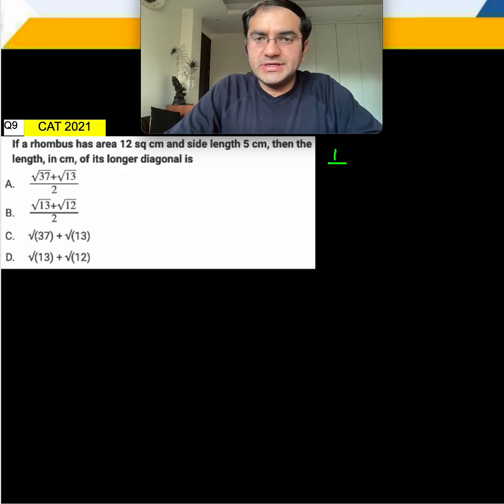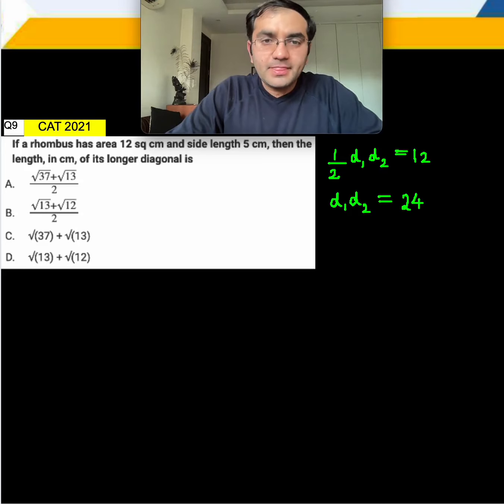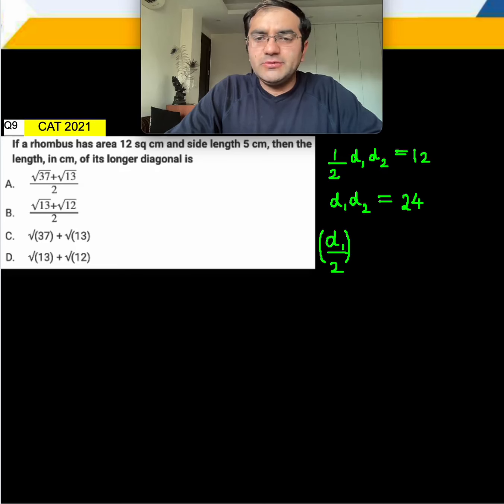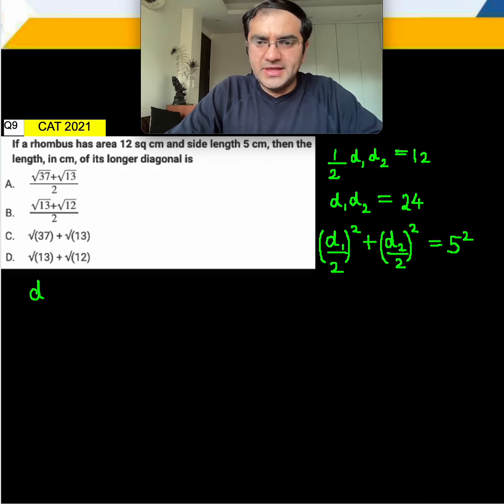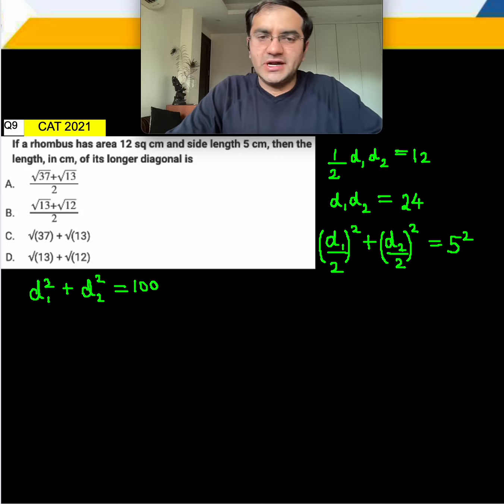So let the diagonals be d1 and d2. Half d1 d2 is the area, which is now 12. So d1 d2, or product of the diagonals, is now 24. Second, I can use Pythagoras theorem in one of the small triangles of the rhombus. So (d1/2)^2 plus (d2/2)^2 becomes equal to 5^2. So d1^2 plus d2^2, or the sum of the squares of the diagonals, becomes 100.